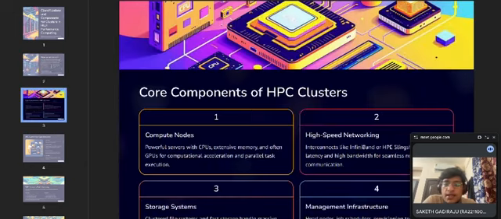So, what is an HPC cluster? An HPC cluster is essentially a collection of interconnected computers called nodes that work together as one powerful system. Each node performs a portion of the overall computation, and they communicate through a high speed, low latency network. This enables tasks to be divided and executed in parallel, significantly reducing computational time.